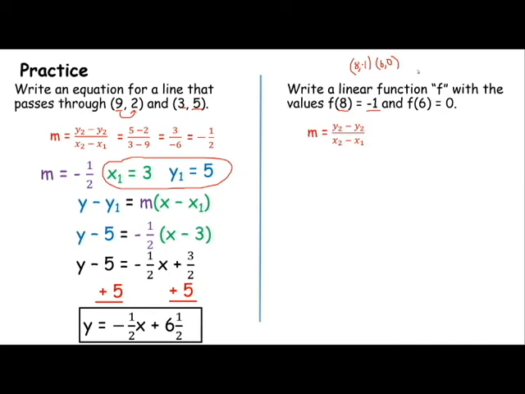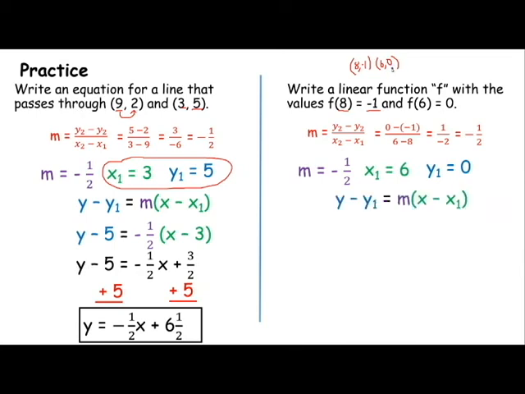I'm going to keep going, again, moving just a little bit faster because you've already done this on your own. Once again, I got a slope of -1/2. I'm going to pick either point. I picked the 6, 0. I like the fact that this is a positive, that there's no negative signs. I also like this 0 right here. That's going to save me a little bit of work down the road.